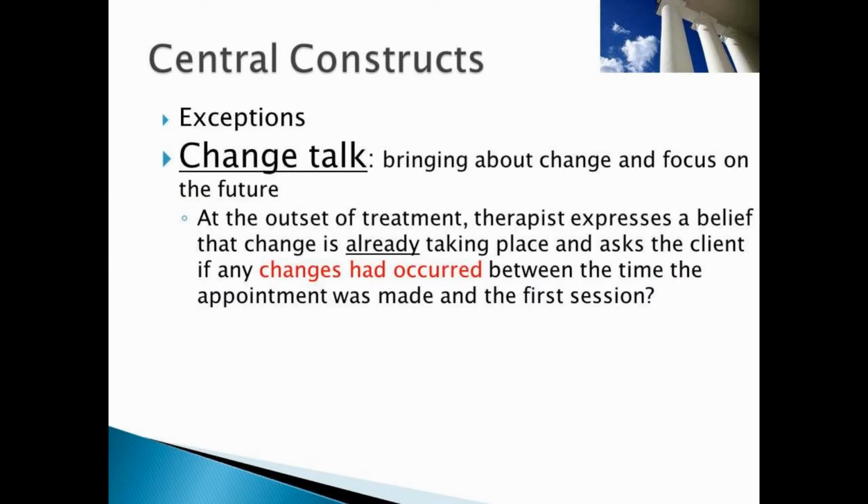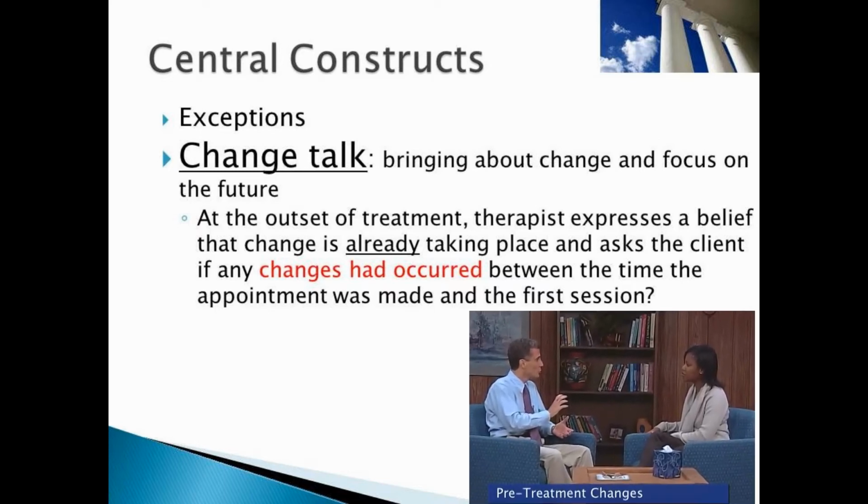Now, the second central construct is change talk, which is a way of bringing about change and focusing on the future. Even at the outset of treatment, the counselor believes that change is already taking place and asks the client if any changes had occurred between the time the appointment was made and the first session. In the therapy video, the therapist elaborates on this process, which is called pre-treatment changes.